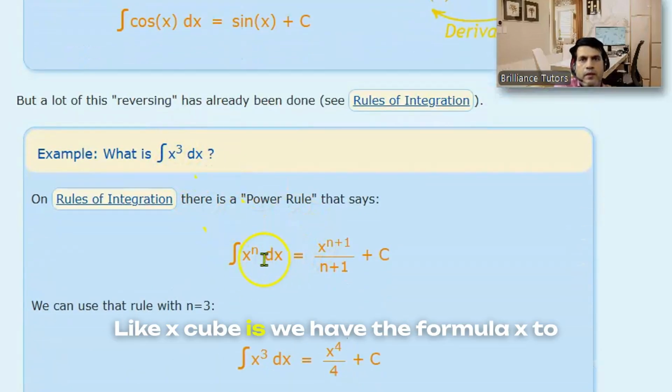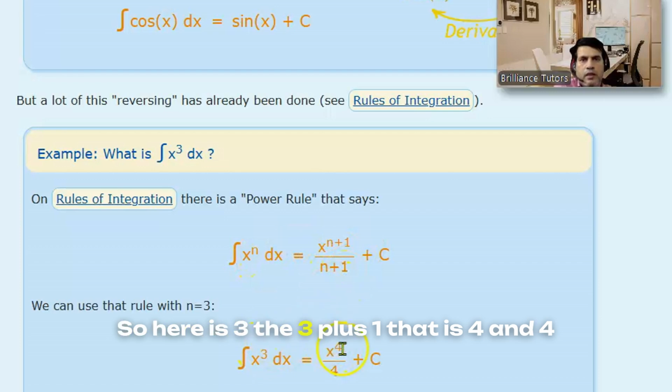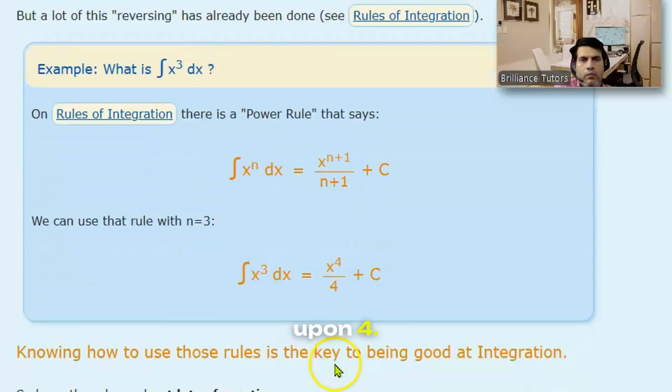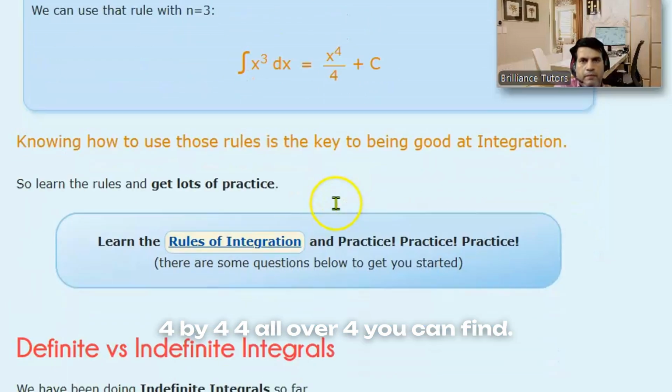For x cube we have the formula: the integral of x to the power n is x to the power n plus 1 upon n plus 1. So here n is 3, 3 plus 1 is 4, and it is x to the power 4 over 4.